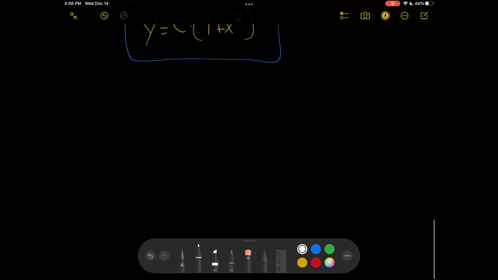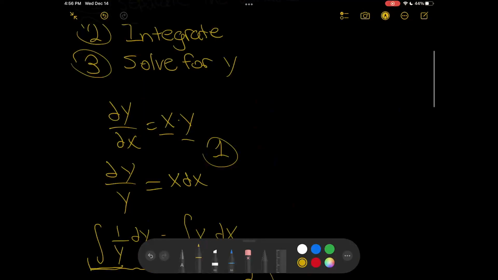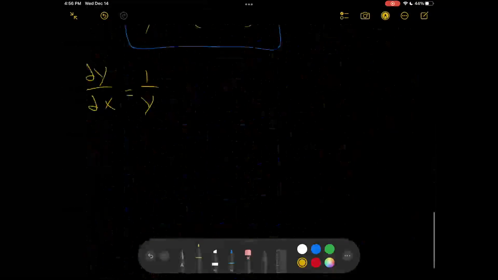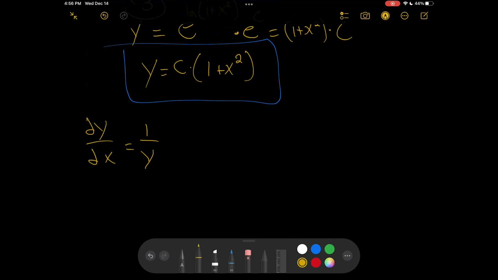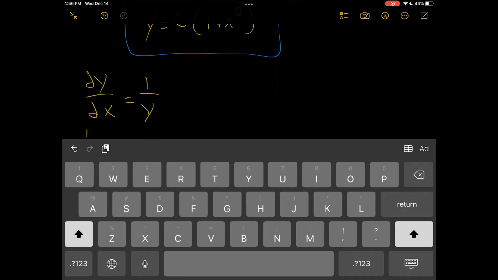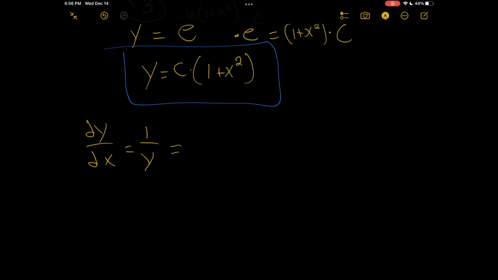So let's do another example. This is going to be dy over dx is equal to 1 over y. So here we're looking for a function of y and a function of x, just like I said up here. We don't have any x's in this right-hand side of the equation, so we're just going to let 1 be our function of x. So this is like saying 1 over y times 1, where 1 is our function of x and 1 over y is our function of y.